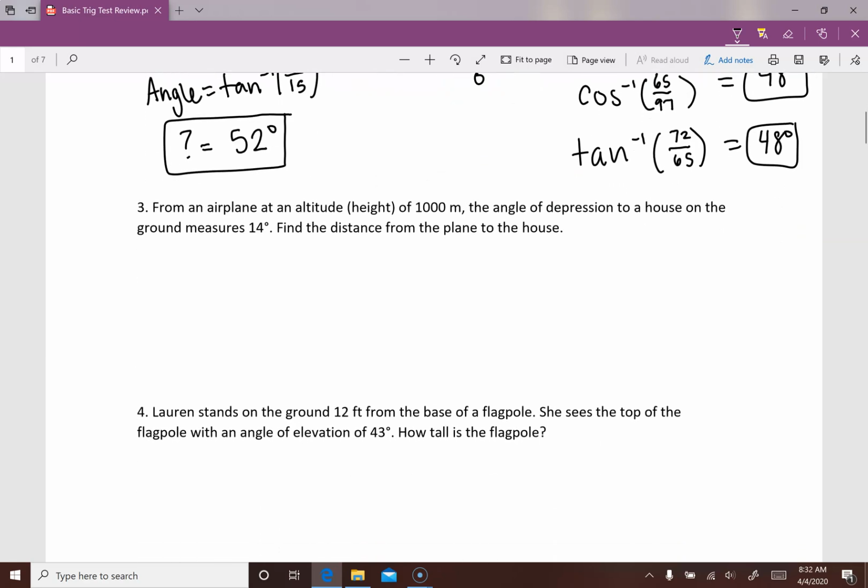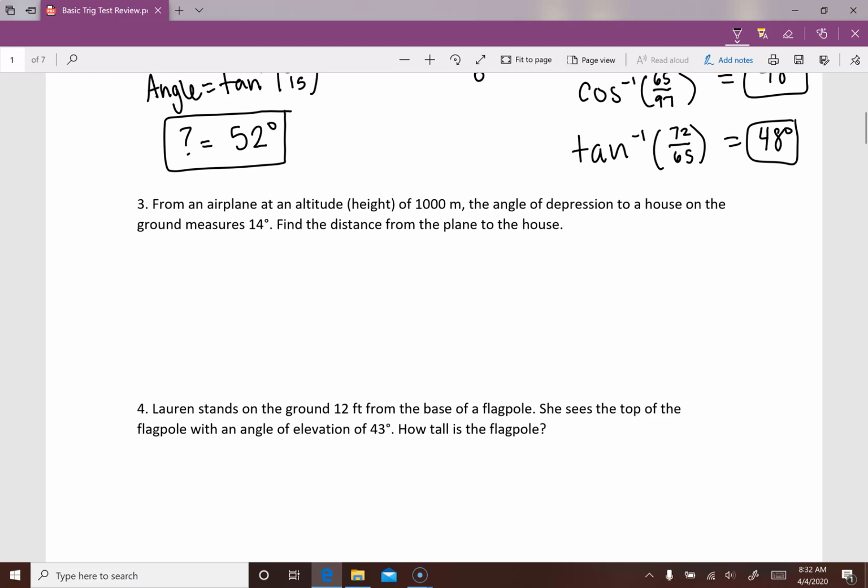All right. Next question here says, from an airplane at an altitude of 1,000 meters, the angle of depression to a house on the ground measures 14 degrees. Find the distance from the plane to the house. I'm going to go ahead and draw a little airplane right here. And put this up here. And I'm going to draw my Z.